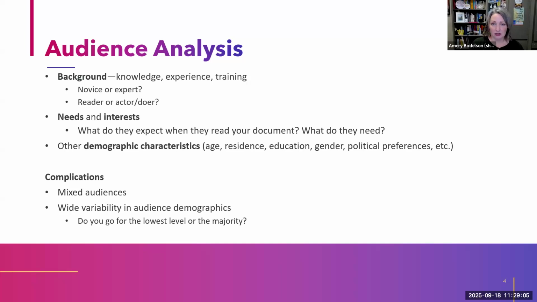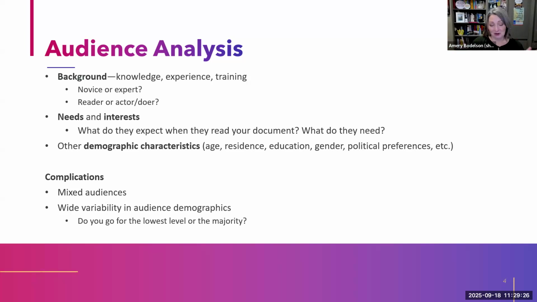Things get complicated when you mix your audiences. So when you have people who are complete novices, who have no idea of any of the information you're talking about, with people who are technically experts in the field, you have to find that middle ground that pleases both of them, or you have to maybe craft two different styles of writing.